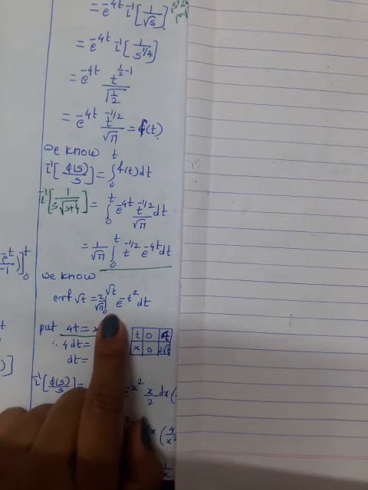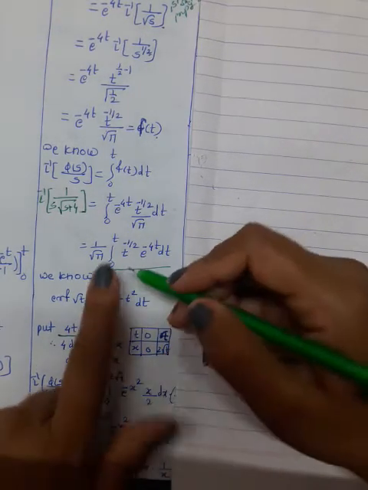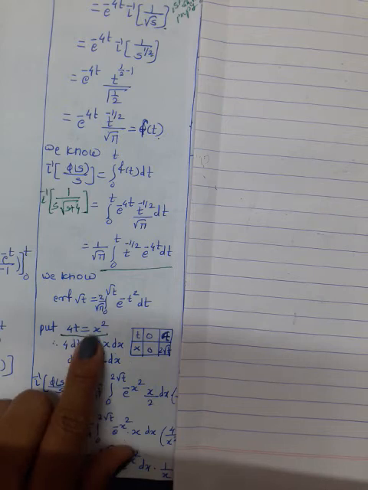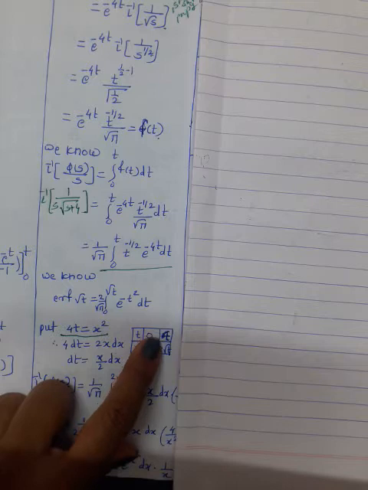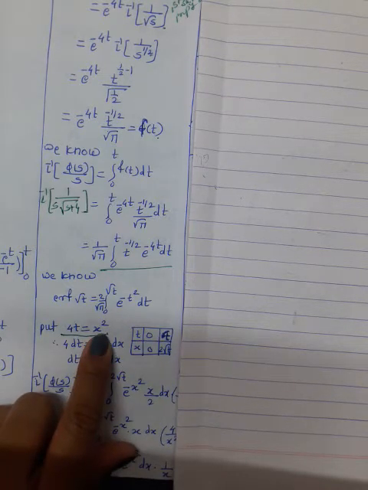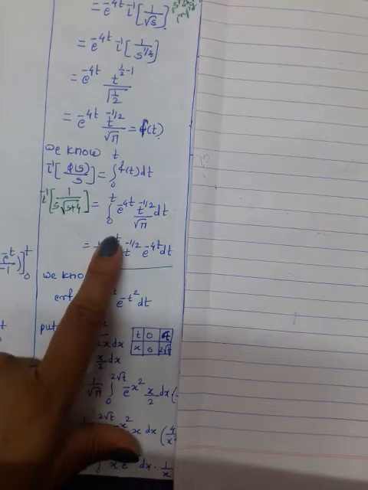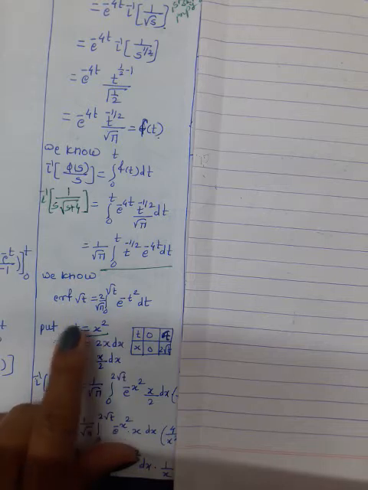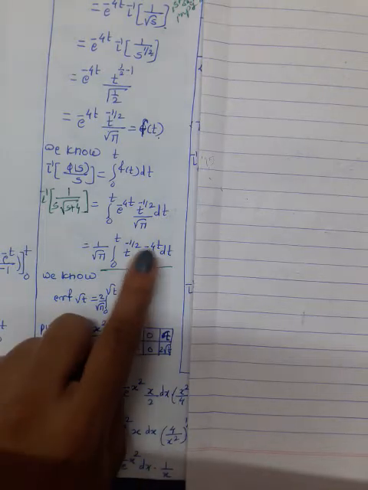The old limits are 0 and t. Sorry, here the original limits are 0 and t. And the new limits for x are: when x is 0, obviously t is 0. When t is t, the upper limit for t is t only. If you put t is equal to t, we get x is equal to, taking the square root on both sides, 2 root t. Okay, these are the limits for the given example.